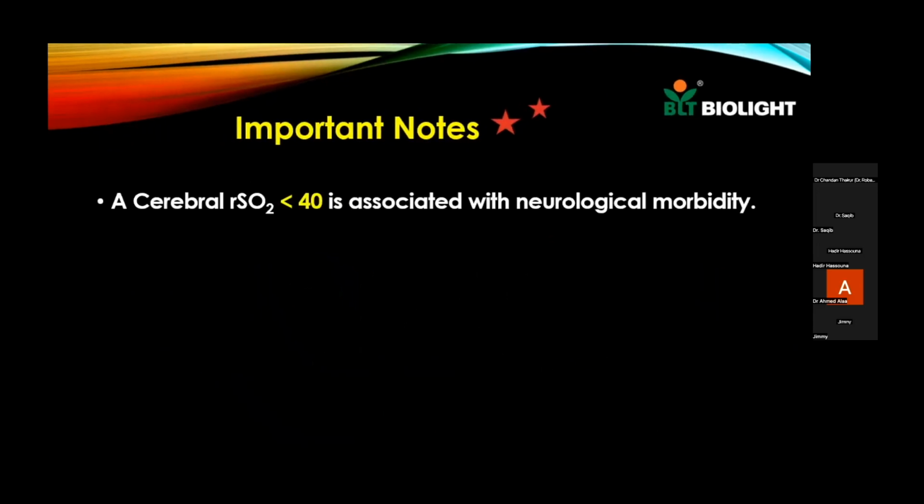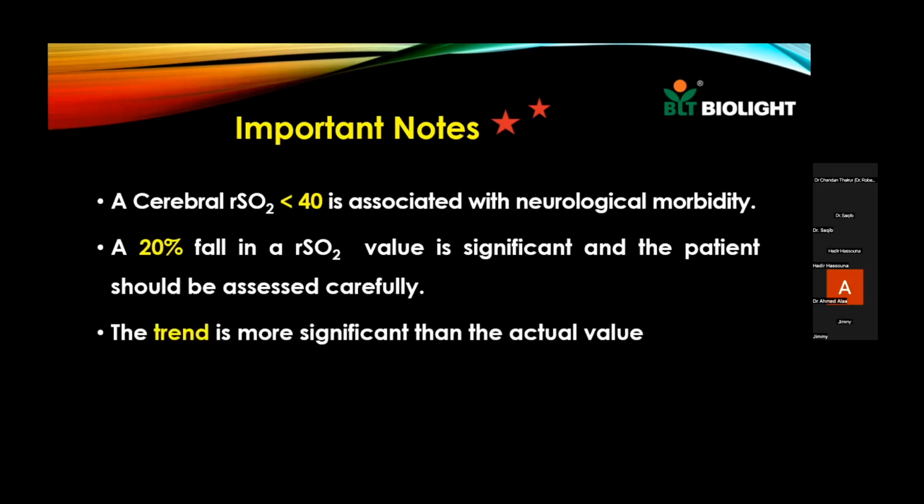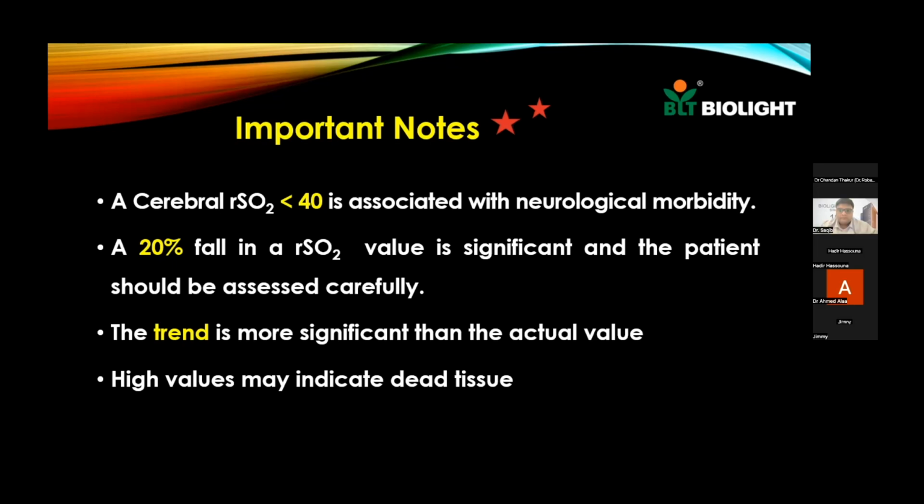Important notes. It's important to know that cerebral regional saturation less than 40 is associated with neurological morbidity. A 20% fall in the regional saturation value is significant, and the patient should be assessed carefully. Again, the trend is more significant than an actual value. High values may indicate dead tissue, and this is important to know, because a high value means that there is no consumption of oxygen. The oxygen is delivered, but the tissue has mitochondrial failure, or there is a failure to consume this oxygen. So the value will be high in dead tissue.